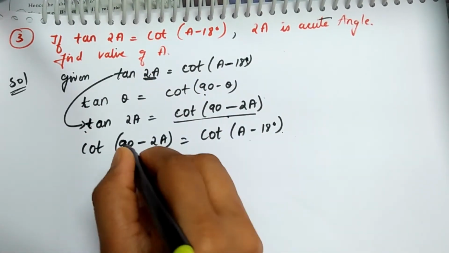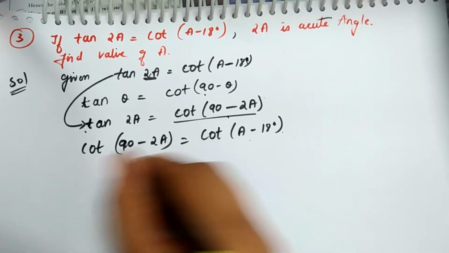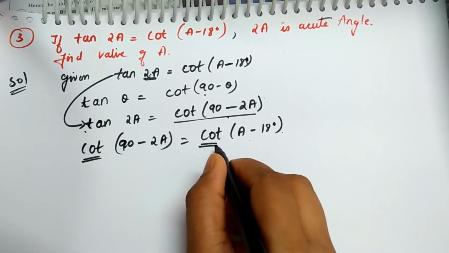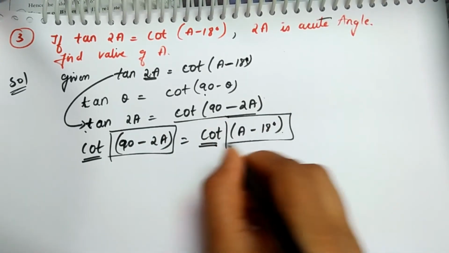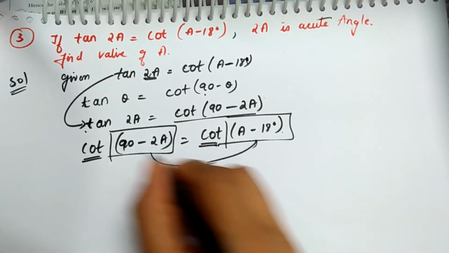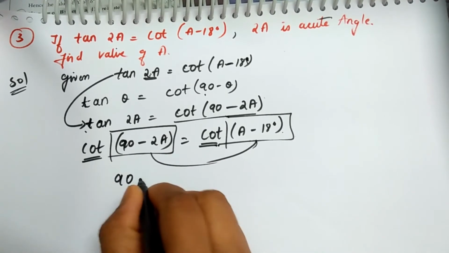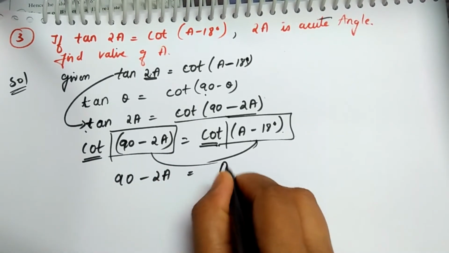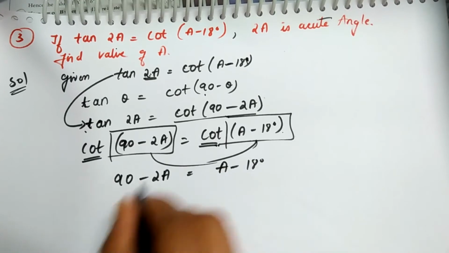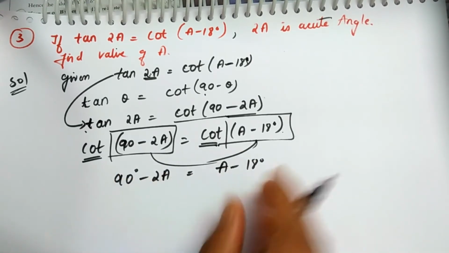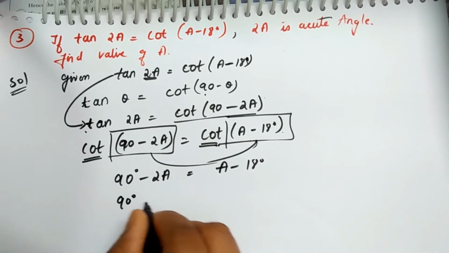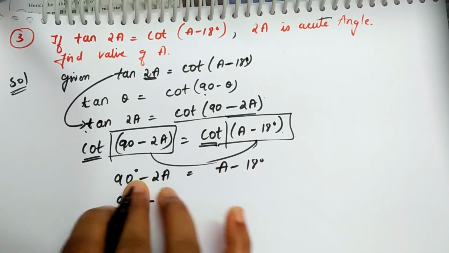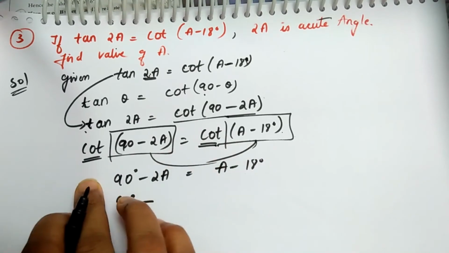Okay, 90 minus 2a is equal to this thing, and since they have the same ratio, we can just take these two angles and solve our problem. So 90 minus 2a is nothing but a minus 18 degrees, right? So what we will do is take a terms to one side and degrees terms to one side. So 90 degrees minus, since it's the highest number, we can just get it here.